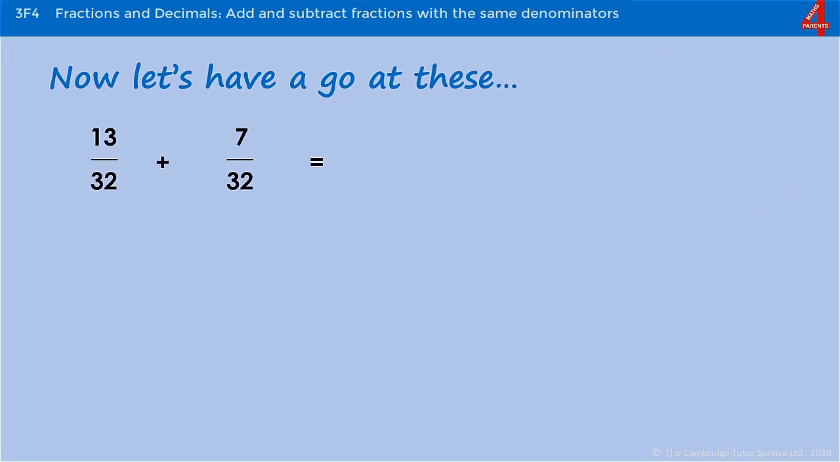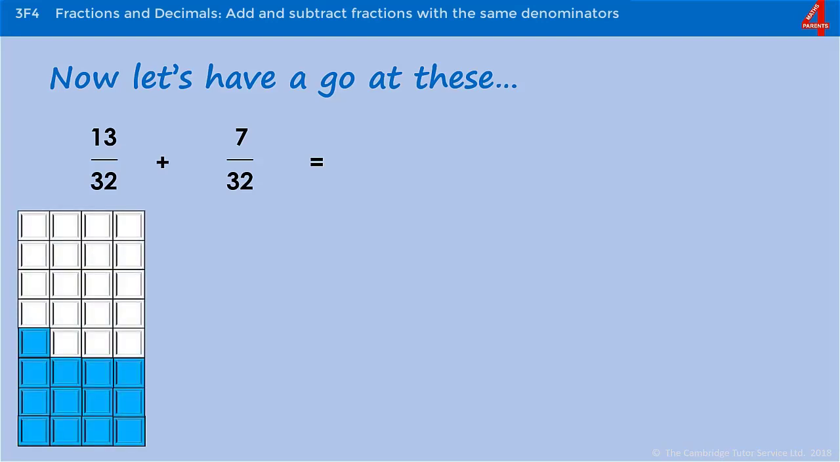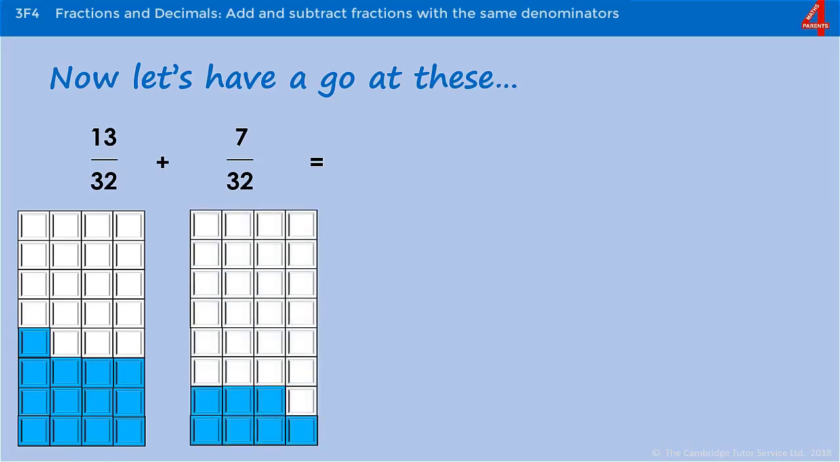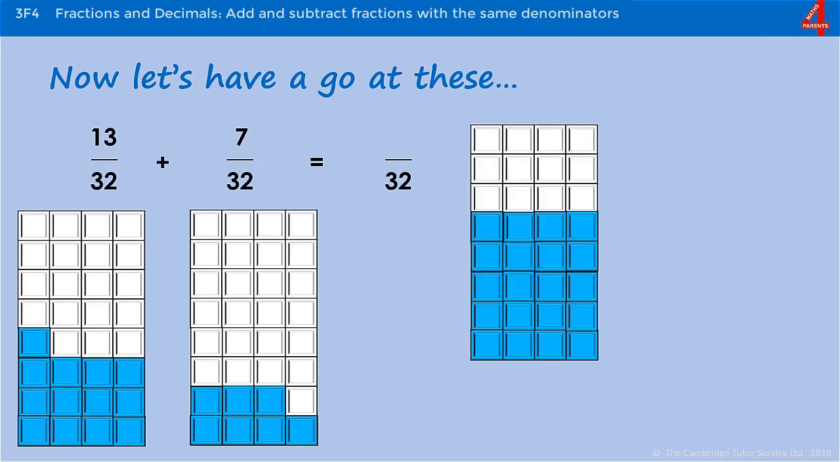13 over 32, add 7 over 32. Pause the video, have a go. Here we have 13 out of the 32 squares shaded in blue, and beside that we have 7 blue out of the 32 squares. How many out of 32 do we have altogether? Remember the denominator stays as 32 and we add the numerators together. 13 add 7, that's 20.